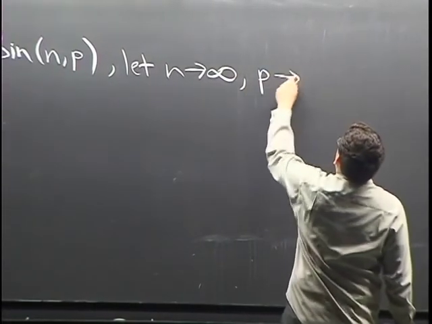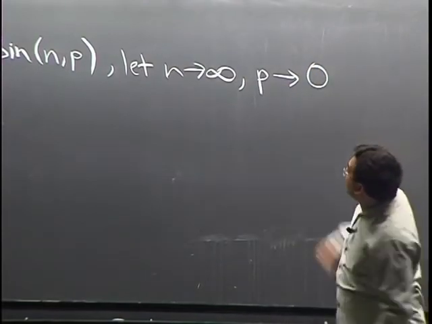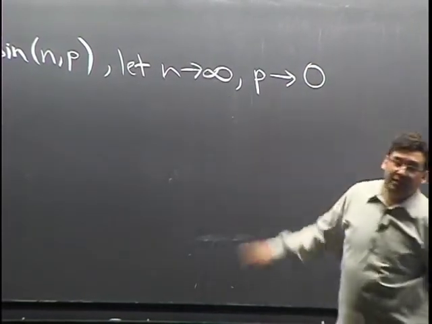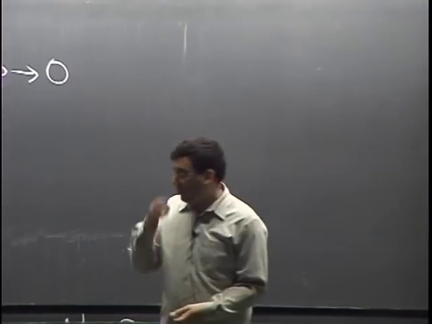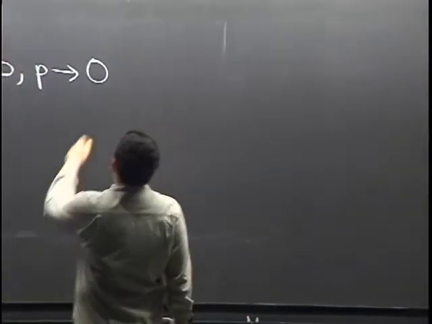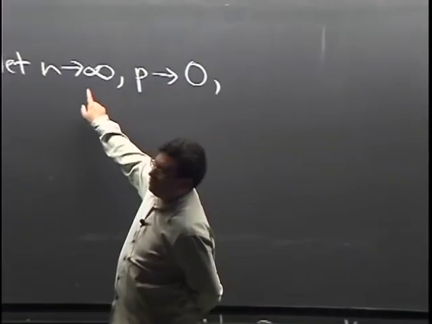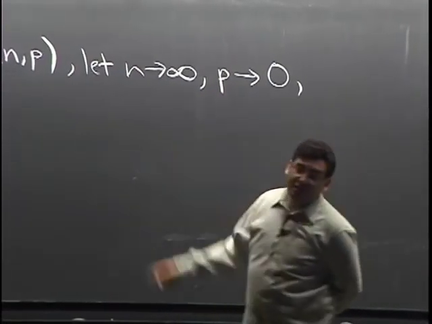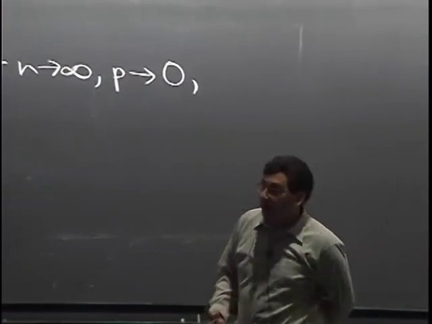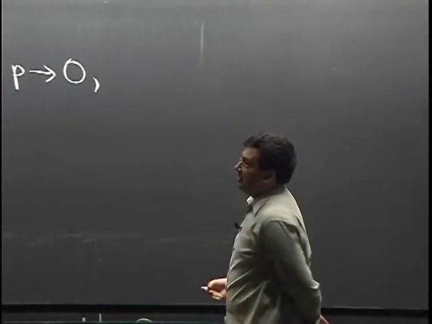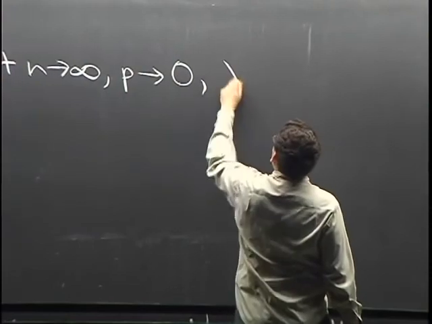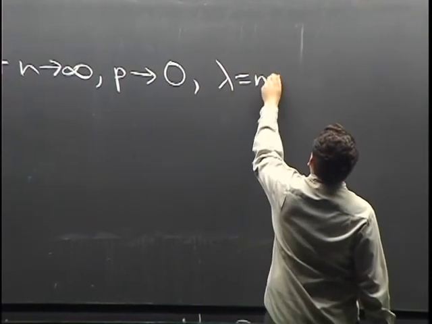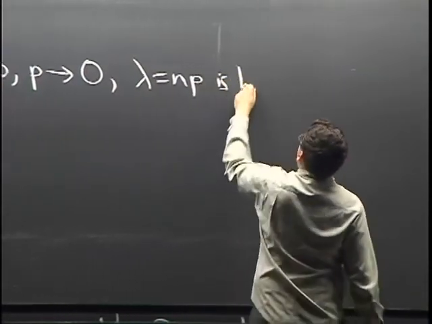We're going to let p go to 0. We're taking two limits here. That's the way to do something that's mathematically precise. And in general, this could happen at different rates that we'd have to deal with. But the case we're most interested in right now is where the product, let's call it lambda equals np, is held constant.